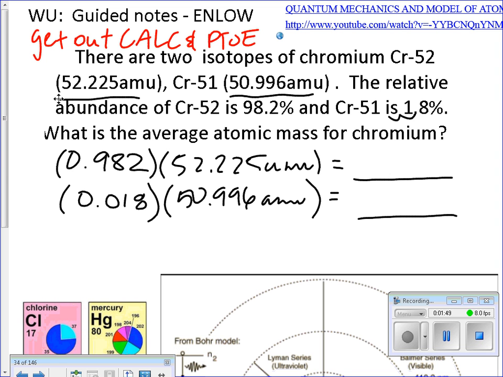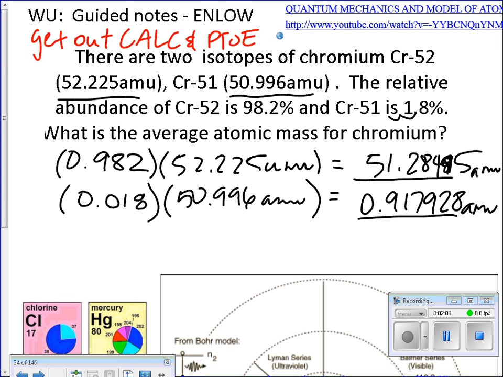Shout it out. So I got 51.28495 AMUs, and then the second one? 0.917928. And it's okay that these two numbers here are not sig figs because it's not our final answer. So first step, take the decimal, multiply by the mass of that specific isotope, and then what are we going to do with these? Add them up, okay? So this right here added together is what? 52.878.